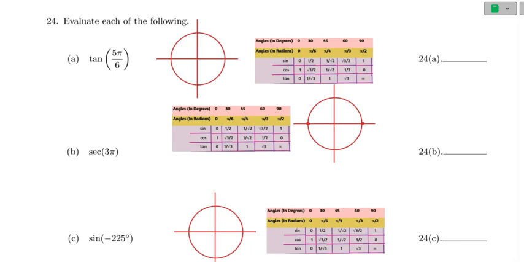Hey everyone, in this question we are evaluating tangent of 5 pi over 6, the secant of 3 pi, and the sine of minus 225 degrees. There are two things you will need here: the table of sine, cosine and tangent values in the first quadrant, and you need to graph it. Let's focus on one at a time.